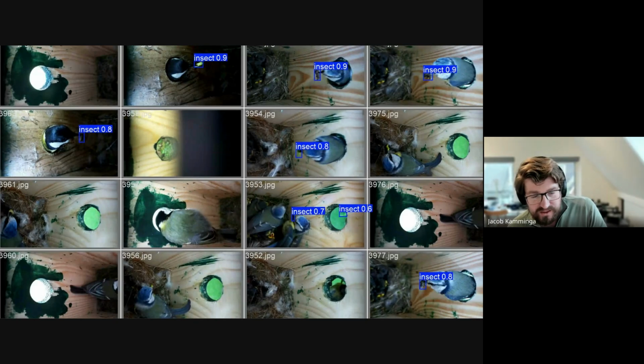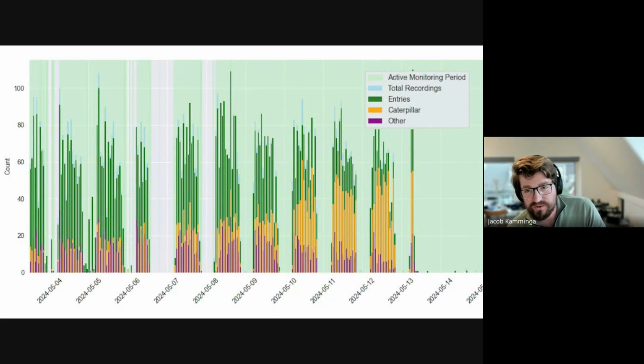Another model we're training is insect detection. This allows us to trigger only when there's an insect in view. That is even more specific. So when you really want to look at only insects, then you can even filter out entry videos for insect videos, and so on. So we have a caterpillar classifier and a multi-prey classifier.